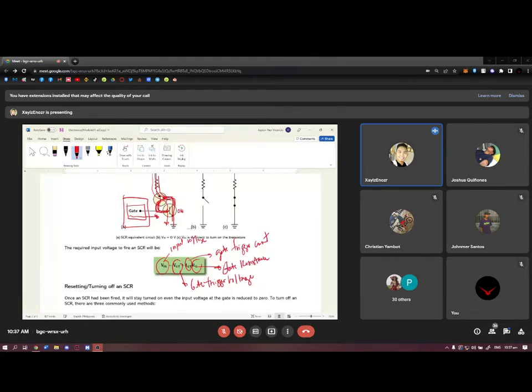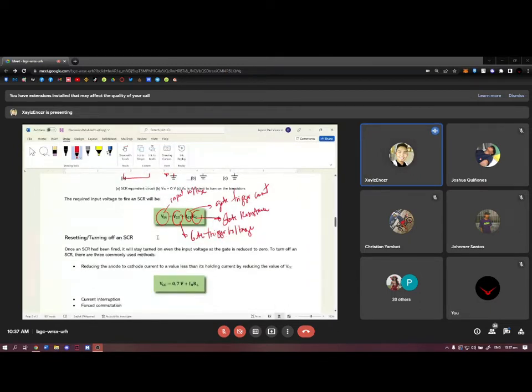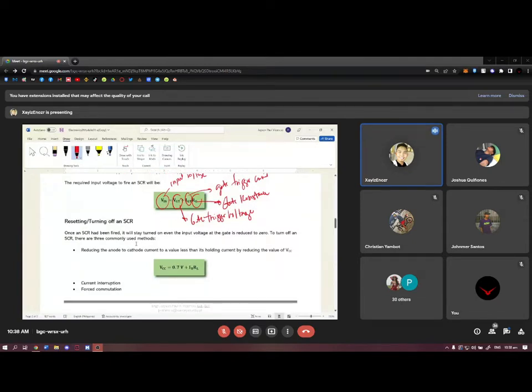Okay? So, sabi ko kanina, once na turn on si SCR, so kahit tanggalin mo yung voltage sa gate, naka-turn on pa rin yan. Hindi mo siya mapapatay ng basta-basta. Okay? So, ito yung mga techniques for resetting or turning off an SCR. So, once the SCR had been fired, it will stay turned on, even if the input voltage of the gate is reduced to 0. So, to turn off an SCR, there are 3 commonly used methods. So, first, reducing the anode to cathode current to a value less than its holding current by reducing the value of VCC.